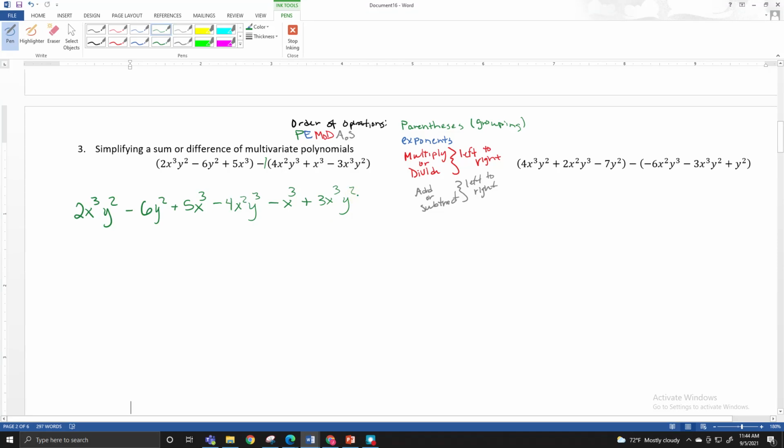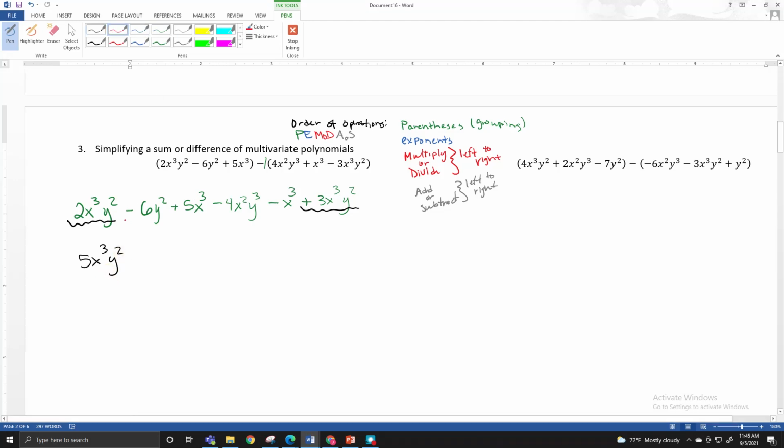Because I am subtracting everything in that second parenthesis, I have to change signs. Now I can look for anything that matches. So the first term has x to the third y squared. So I'm going to look and see if I have any more x to the thirds y squared. And I do right here. Notice I have the sign with it. So I have 2 plus 3, which is going to be 5 x to the third y squared. I'm going to do it a little colorful here.